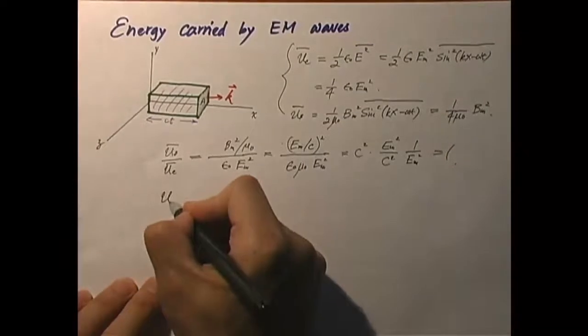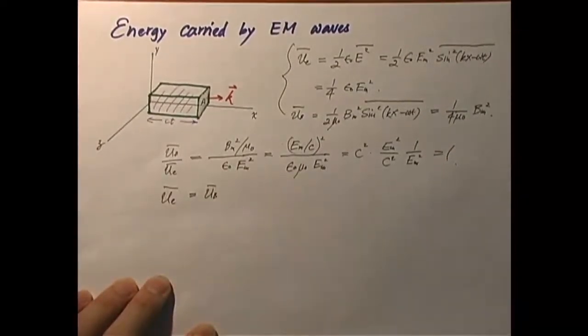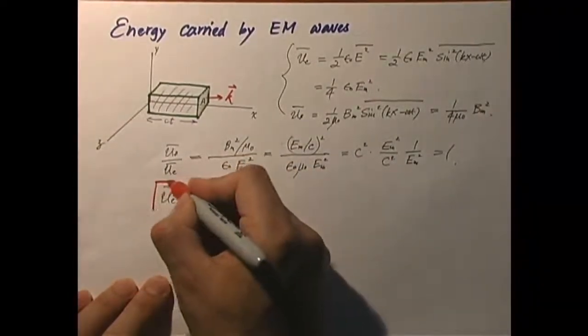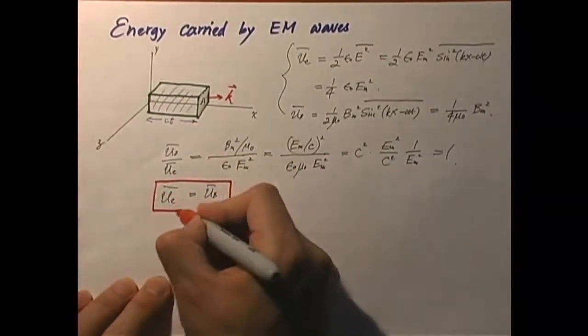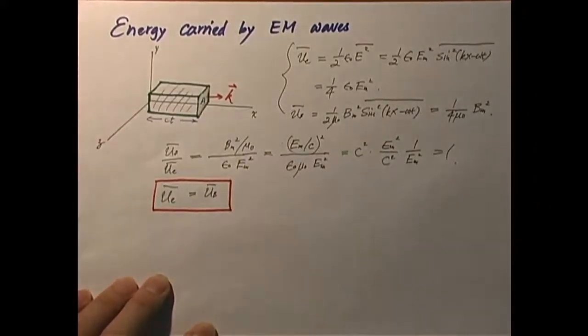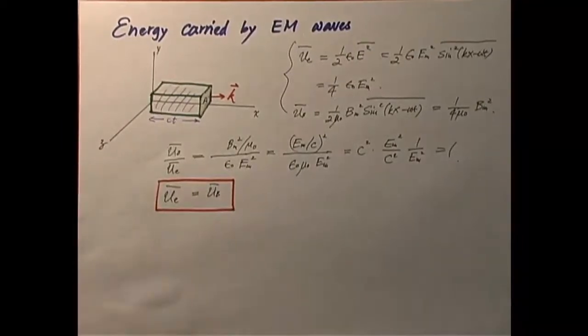So UE average equals UB average. In other words, the energy carried by the electromagnetic wave is shared evenly by the electric and the magnetic components, each carrying 50% of the energy. That is required by the symmetry between E and B.